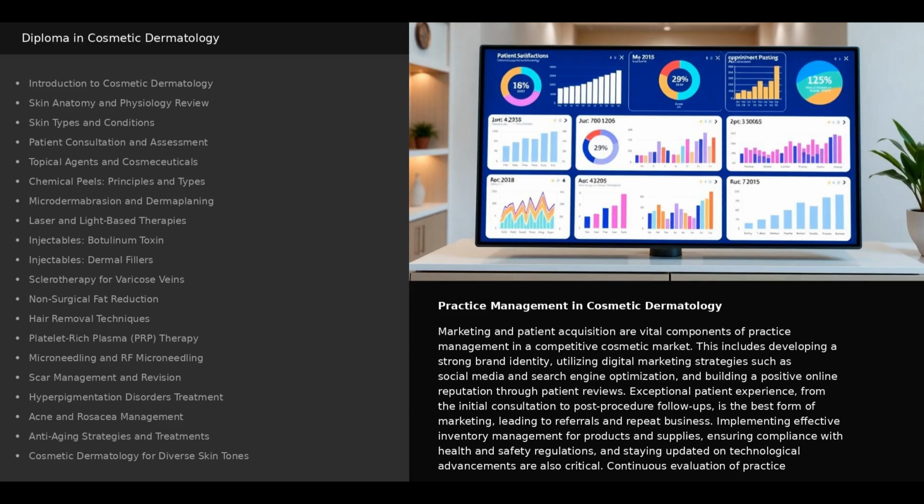repeat business. Implementing effective inventory management for products and supplies, ensuring compliance with health and safety regulations, and staying updated on technological advancements are also critical. Continuous evaluation of practice performance and adaptation to changing industry demands are necessary for long-term growth and success in cosmetic dermatology.